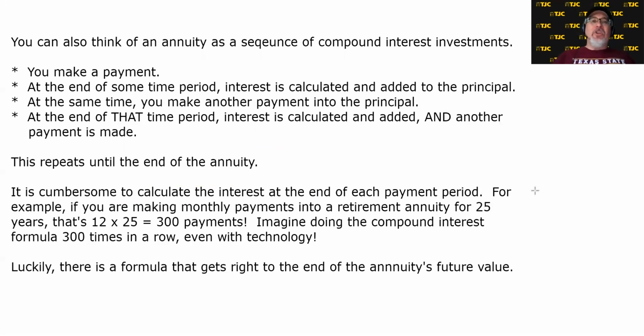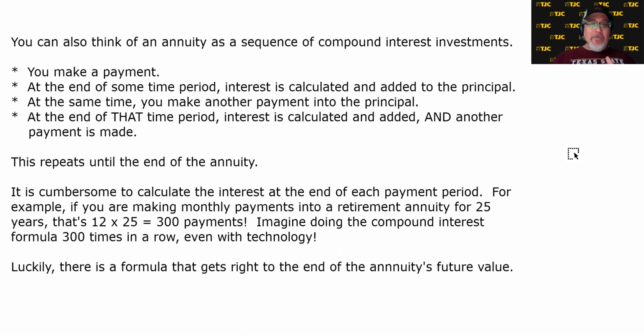You can also think of an annuity as a sequence of compound interest investments. Remember, a compound interest investment is where you put the money down, you walk away, you come back at the end and see how much money you got. So here's why it's a sequence of compound interest investments. You make a payment. At the end of some time period, interest is calculated and added to the principal. At the same time, you make another payment into the principal. So interest is added, another payment goes in. That second payment hasn't drawn interest yet.